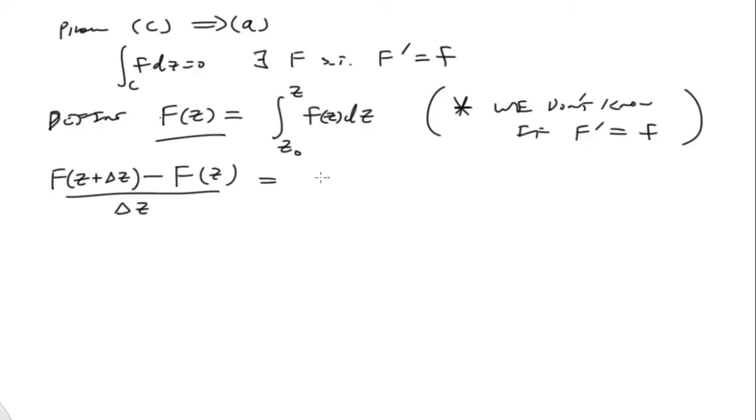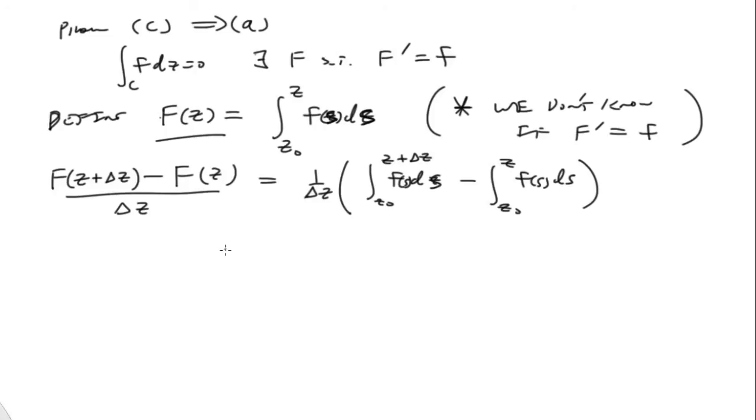Okay, so we can write that as follows. That's going to be 1 over delta z times the integral from z0 to z plus delta z of f of s ds. I should have put an s in there as a dummy variable. I'm sorry. All right, and then minus the integral from z0 to z of f of s ds.